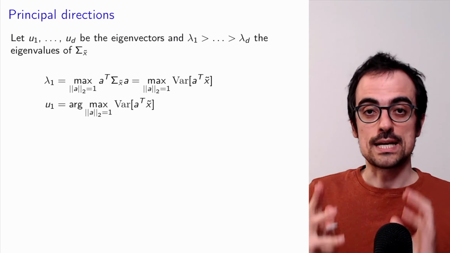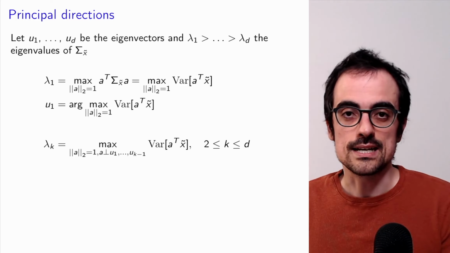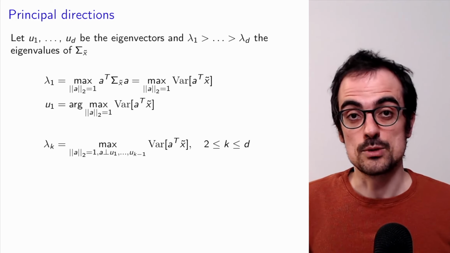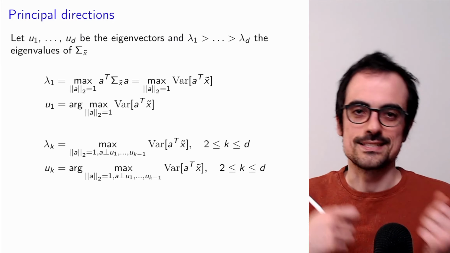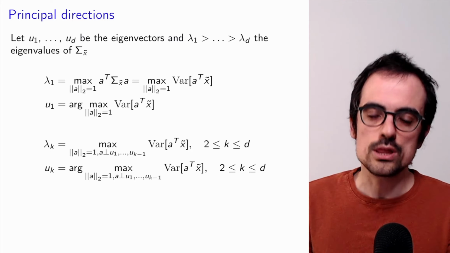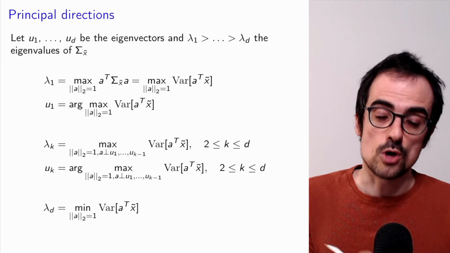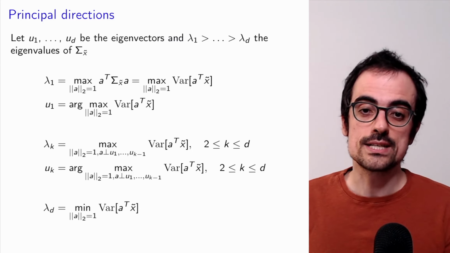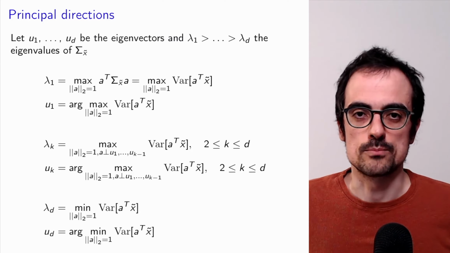If we're orthogonal to that first principal direction, the maximum variance is going to be the second largest eigenvalue achieved at the second principal direction, which is the corresponding eigenvector. If we're orthogonal to the first and second principal directions, then the largest variance is the third eigenvalue, and so on and so forth. The minimum variance corresponds to the smallest eigenvalue of the covariance matrix, and it's achieved in the last principal direction, which is the corresponding eigenvector.